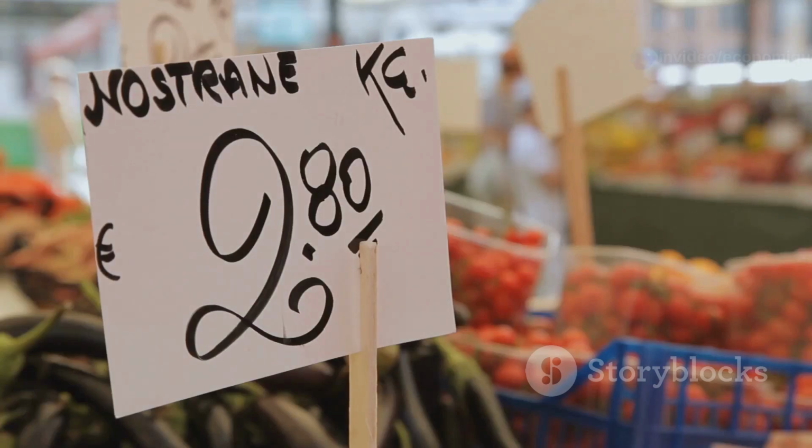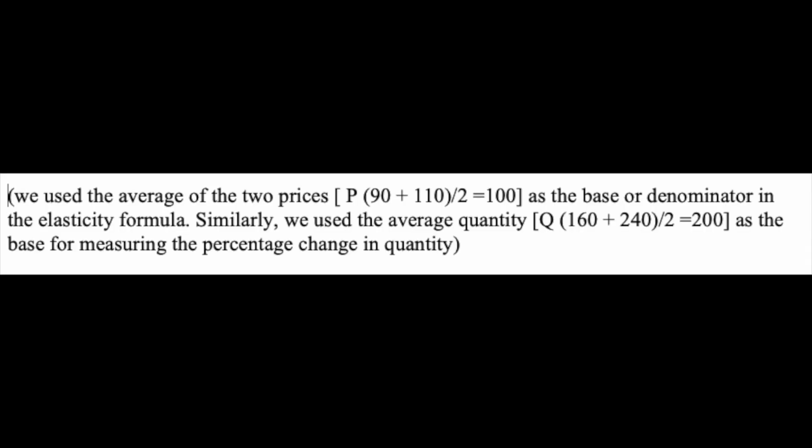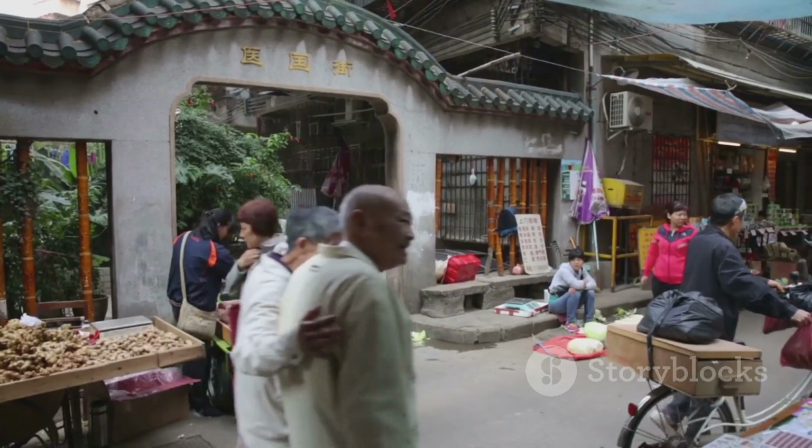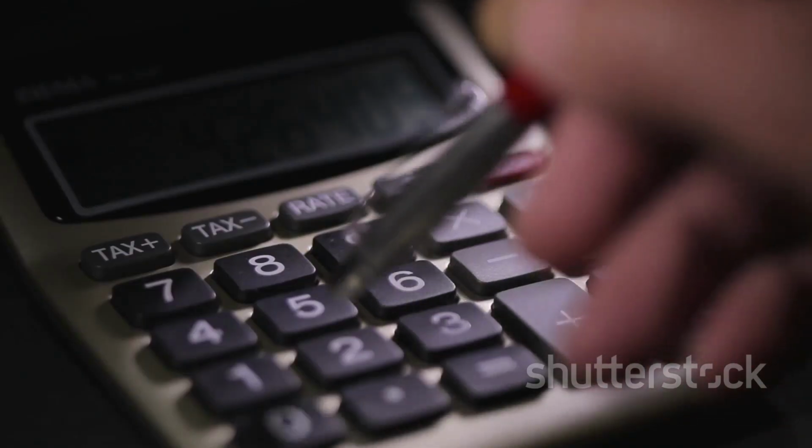The price goes from 90 to 110. That's a change of 20 coins. So the percentage change in price is delta P over P, which is approximately 0.2 or 20%. Next, let's calculate the percentage change in quantity. The demand falls from 240 baskets to 160. That's a drop of 80 baskets. So the percentage change in quantity is delta Q over Q equals 80 over 200, which is 0.4 or 40%.